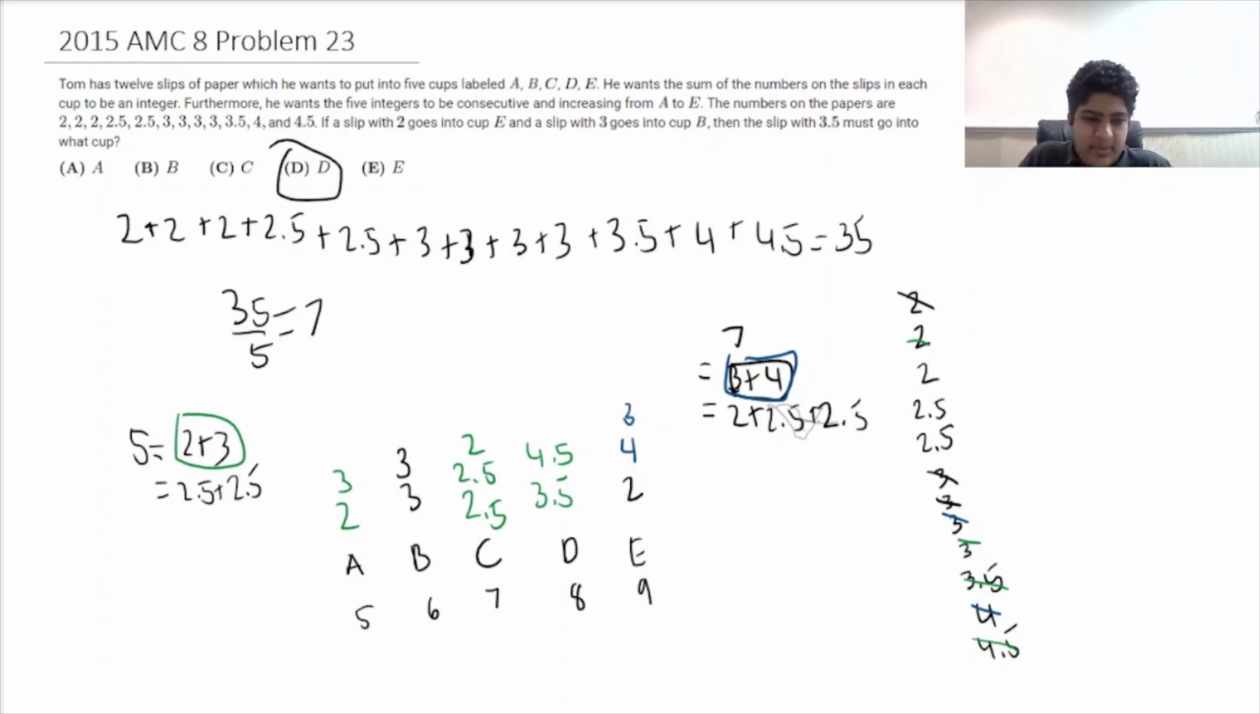And if you ended up with a configuration that didn't work, you can always just cross it out and move on to the next option because there's only 4 options to try. So yeah, we ended up with choice D, and we are done.